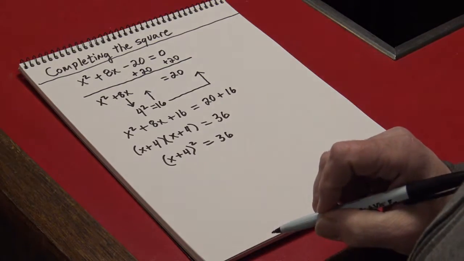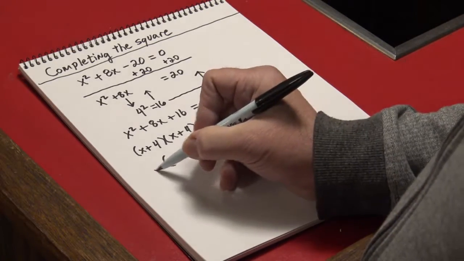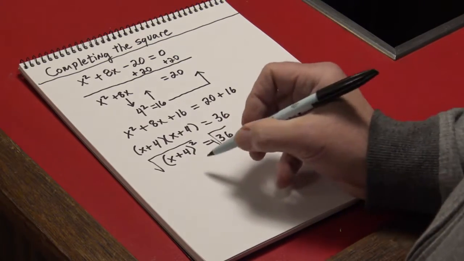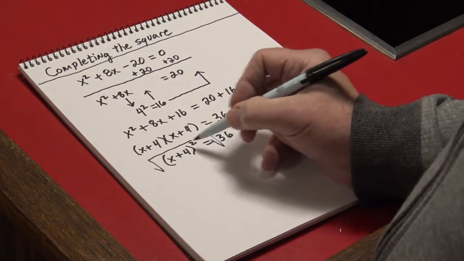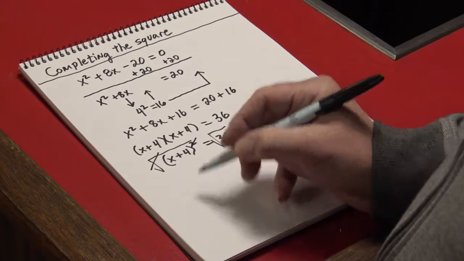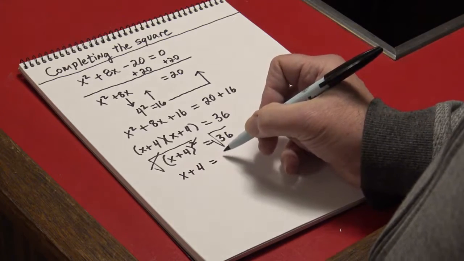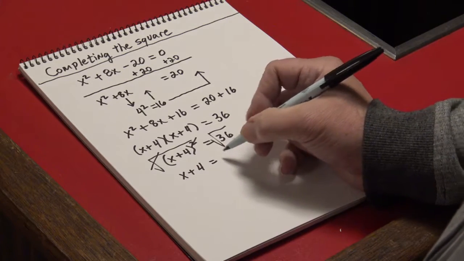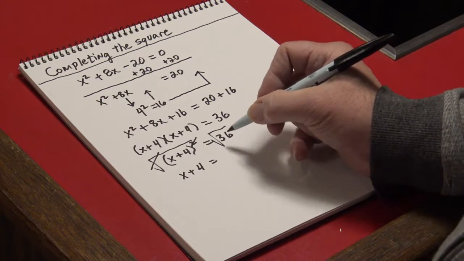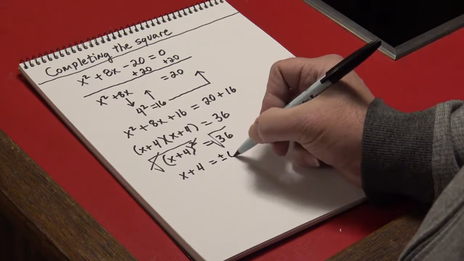Now, to solve this, we simply have to take the square root of both sides. So we're going to take the square root. As long as we do the same operation to each side of the equation, that is legal. And by taking the square root of a quantity squared, the square root and the square will reduce out. And we're left with x plus 4 equals the square root of 36. And the square root of 36 is 6, because 6 times 6 is 36, but also negative 6, because negative 6 times negative 6 is 36 as well. So we have to put down positive and negative 6.